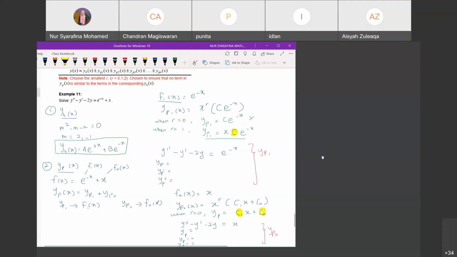Okay, try it. Yes, no similar term for yp1 when r equals 1. Okay, please proceed with this one. Try it. If you have a problem, you can ask.